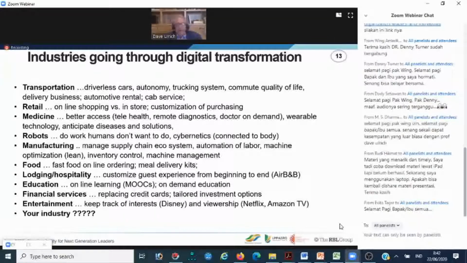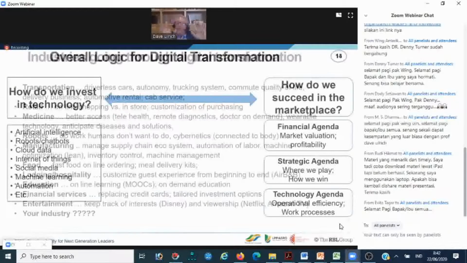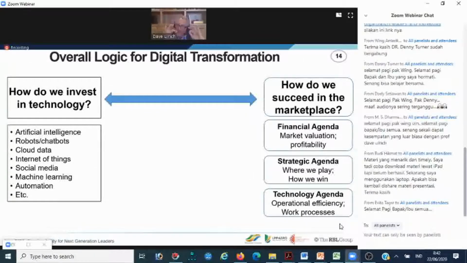I think Singapore has done some brilliant work around public sector service and diagnosing. Technology is changing our world in a huge way. So in my simple mind, what does technology mean? So here's what it means. We have to invest in new technology, artificial intelligence, robots, Internet of Things, so that we succeed in the marketplace.